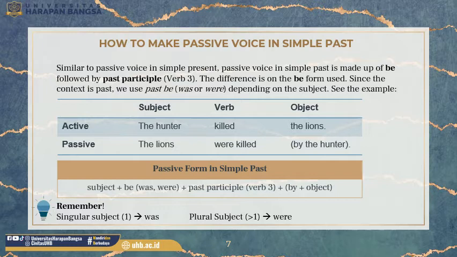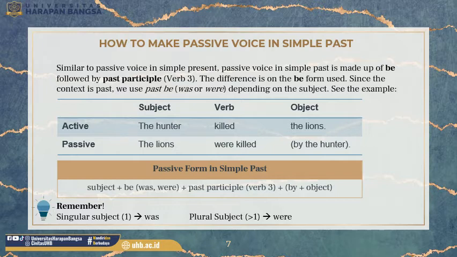Nah, kemudian kita lihat nih, the lions itu tunggal atau jamak ya? Jamak, karena di belakangnya ada s, berarti lebih dari satu. Kalau lebih dari satu, maka bentuk be yang kita pakai adalah were. Kemudian kita tambahkan past participle, yaitu killed. Maka kalimat pasifnya menjadi the lions were killed by the hunter.